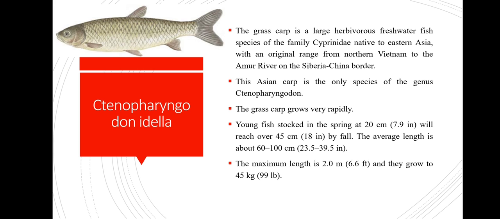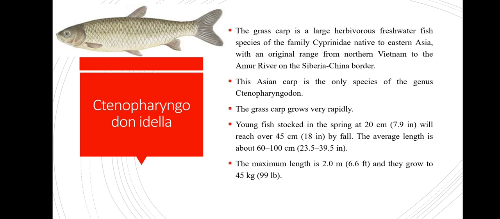Next fish is Ctenopharyngodon idella, called grass carp. This is a herbivorous freshwater fish species of the family Cyprinidae, native to eastern Asia with an original range from northern Vietnam to the Amur River on the Siberia-China border. Asian carp is the only species of the genus Ctenopharyngodon.